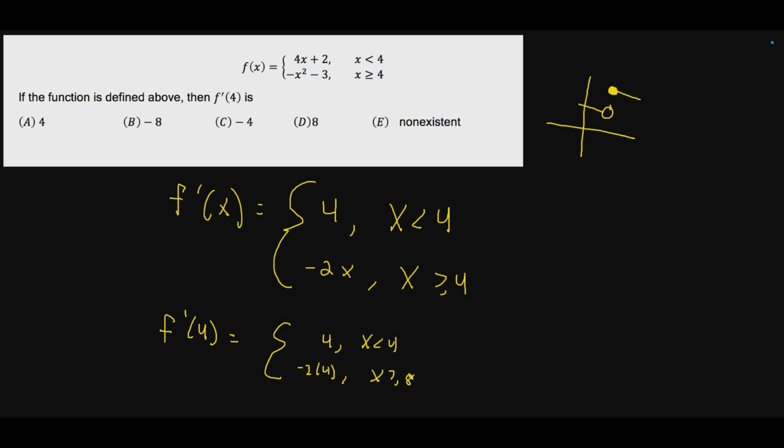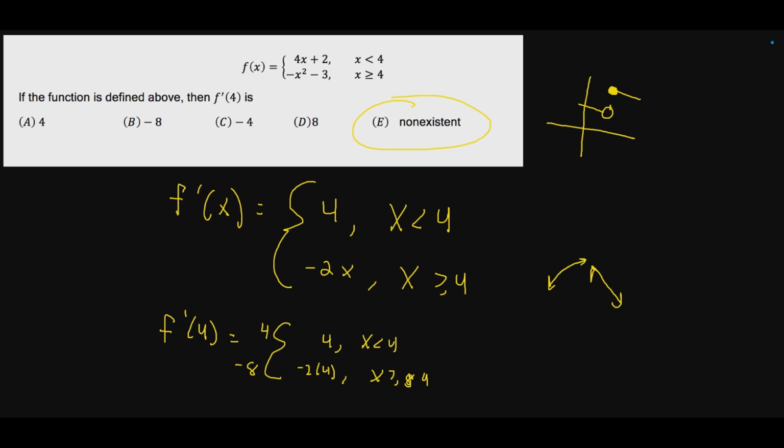Cool. Well, you'll notice over here we got 4, and over here we get negative 8. We get different slopes from the left and from the right. That means we have a positive slope coming in from the left, and coming in from the right, we have negative slope, right? It's not possible to have different slopes at the same exact point. So we can immediately conclude this is non-existent. Really, you just take the derivative of the top and the bottom, and you better have matching slopes.